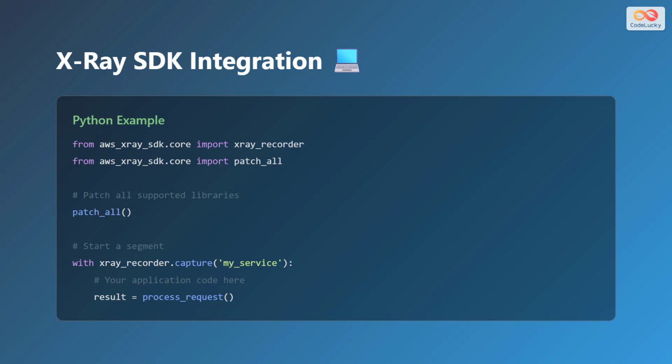Integrating X-Ray into your application is straightforward. Here's a simple Python example. First, you import the X-Ray recorder from the AWS X-Ray SDK core library. Then you import the patch all function, which automatically instruments all supported libraries like requests, Boto3, and database clients. After calling patch all, your application will automatically send trace data for these libraries. To create a custom segment, you use the capture method with a context manager. Inside this block, you write your application code, and X-Ray will track the execution time and any errors that occur. This same pattern works across multiple programming languages with their respective SDKs.